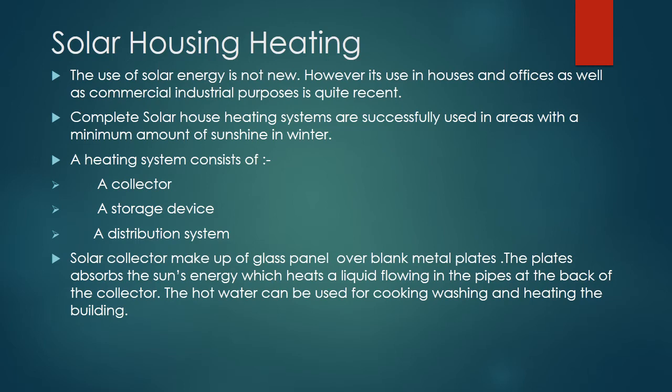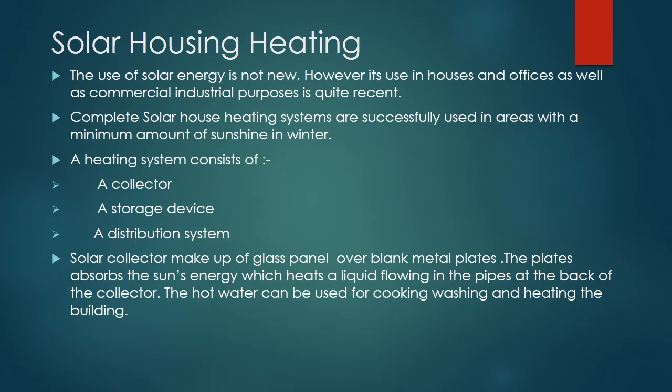The use of solar energy is not new. However, its use in houses and offices as well as commercial industrial purposes is quite recent. Complete solar house heating systems are successfully used in areas with a minimum amount of sunshine in winter, as in the cold countries. So the heating system basically consists of three parts.